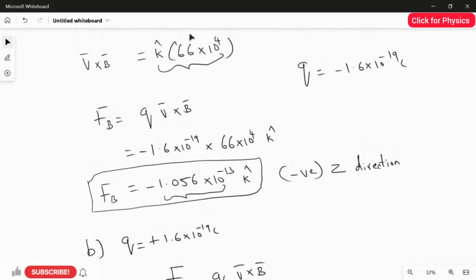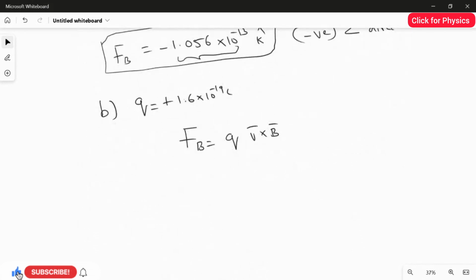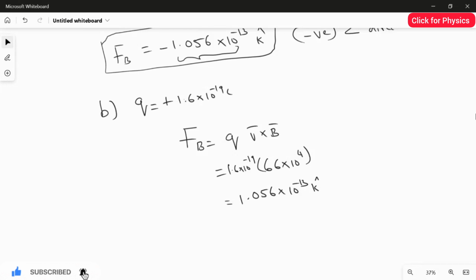So what is the value of the V cross B? 66 multiplied 10 power 4. And what is the value of the charge? So 66 multiplied 10 power 4 we got for this V cross B, right? And then this value Q is positive. So what's the value? 1.6 multiply 10 power minus 19. So now I have to multiply with the positive value. So what I got? I got the value here as 1.056 multiply 10 power minus 13 K cap.